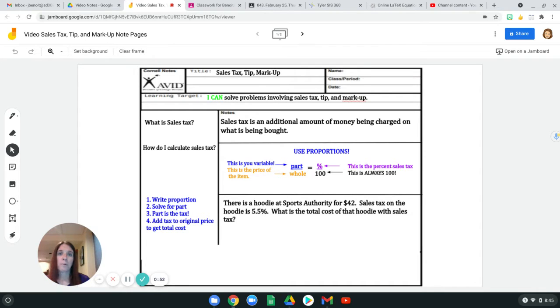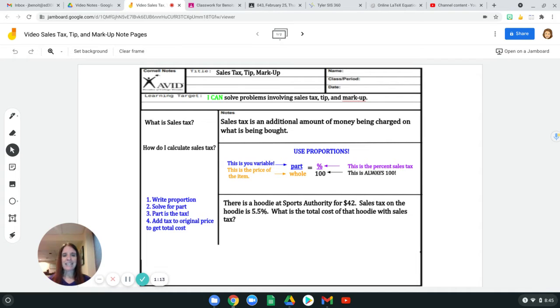So here's what our proportion will look like. The part is the top left numerator, and that will always be your variable. That will always be your x. You can use whatever variable you want, but I'm going to use x. The denominator on the left is your whole, which is the price of the item. So the price that's on that tag.